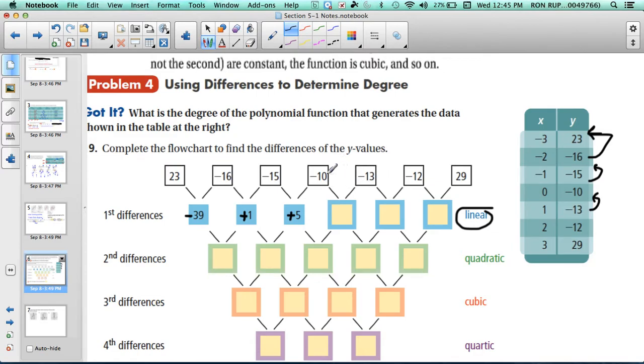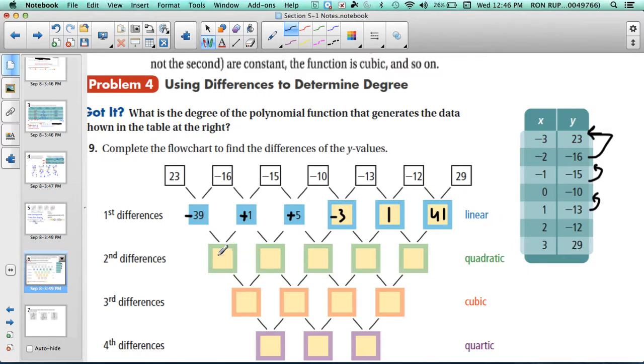So the difference between negative 13 and negative 10 is negative 3. The difference between negative 12 and negative 13 is positive 1. The difference between 29, so 29 minus negative 12 is 41. Are these numbers the same? No. So there is no common difference. This is not arithmetic, meaning it is not linear. If these all were the same, it would be linear. So now we move on to the next line.